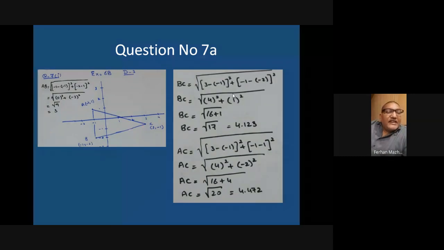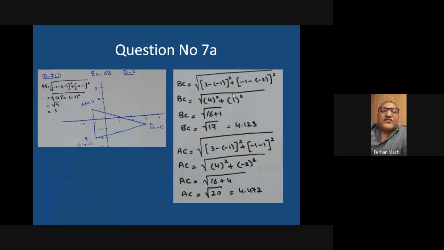In the same way, he says find the length of the AC. The length of the AC you can find out by taking the A and C points and applying the distance formula. You can see here we have applied the distance formula: 3 minus minus 1 whole square plus minus 1 minus 1 whole square. 3 plus 1 will be 4, 4 square will be 16. Minus 1 minus 1 is minus 2, and the square of minus 2 is 4. So 16 plus 4 is 20, so square root of 20 will be 4.472.